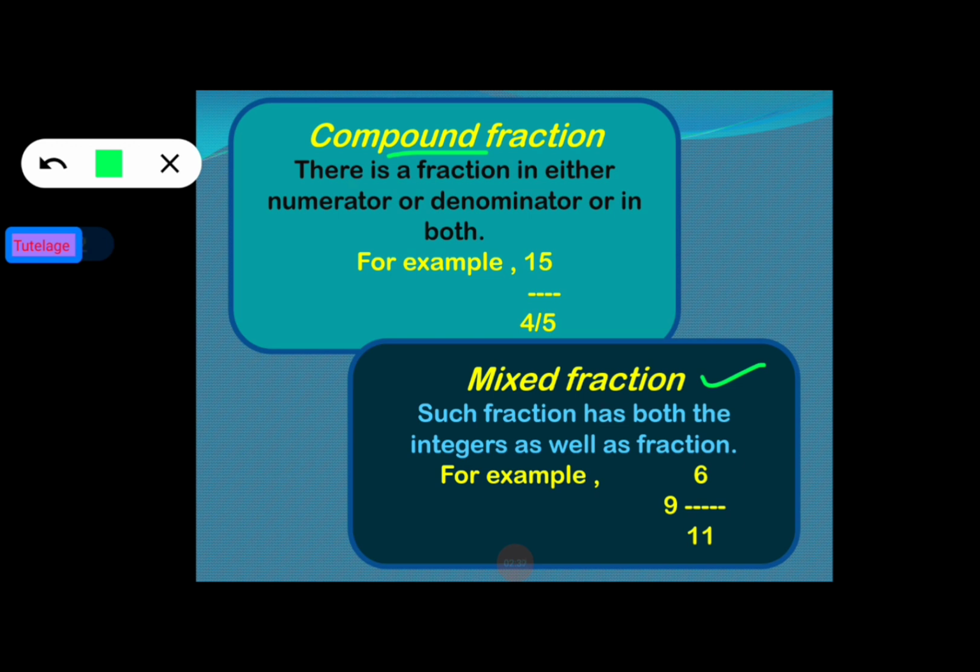So a compound fraction is a type of fraction in which there is a fraction in either the numerator or the denominator, or in both. So that means 15 is the numerator and 4 by 5 is the denominator.